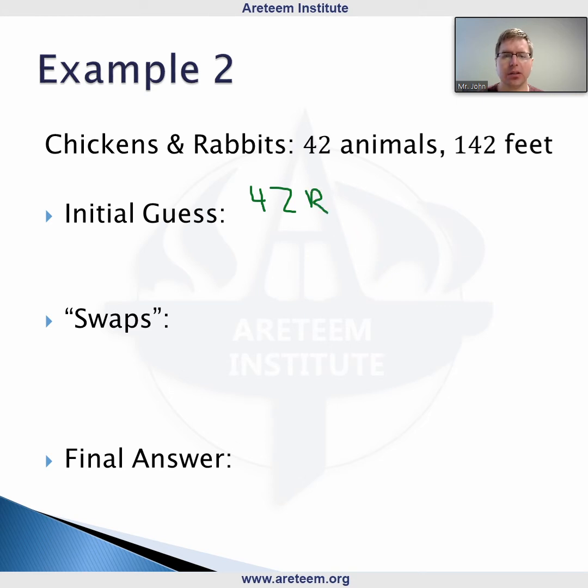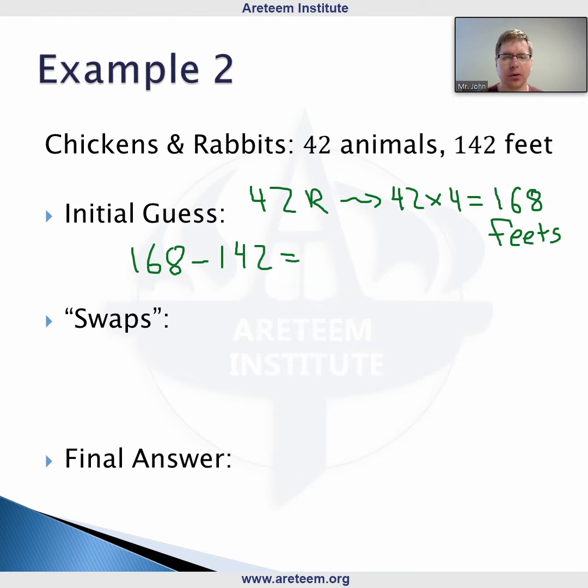So if we have 42 rabbits, they're all rabbits here, we're going to have 42 times 4, right? Each rabbit has 4 feet. So we have 168 feet in this case. And this time we're doing an overestimate, so this is 168 minus 142 equals 26 extra feet in this scenario.